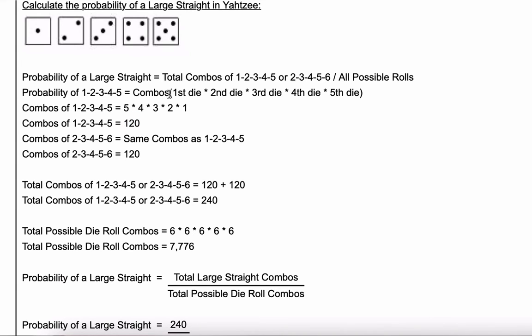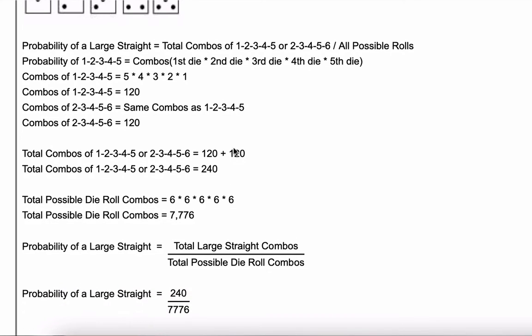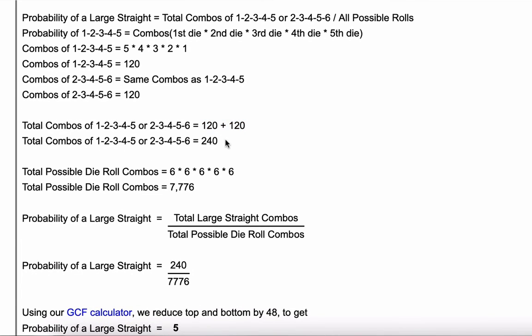And that's because we can have any number for the first die, but then the second die is limited to 4, then 3, then 2, and then the last roll is forced to be a straight number. So that's how we get this little permutation here. We get 120 possible combos of 1, 2, 3, 4, 5. If we do the same thing for 2, 3, 4, 5, 6, it's the same combinations. It's 120. If we add both of those possibilities, so 120 plus 120, we get 240.